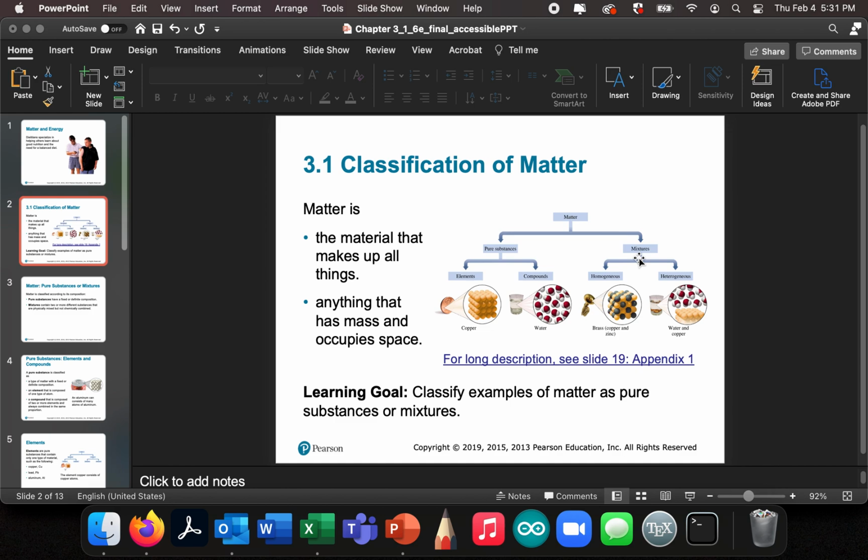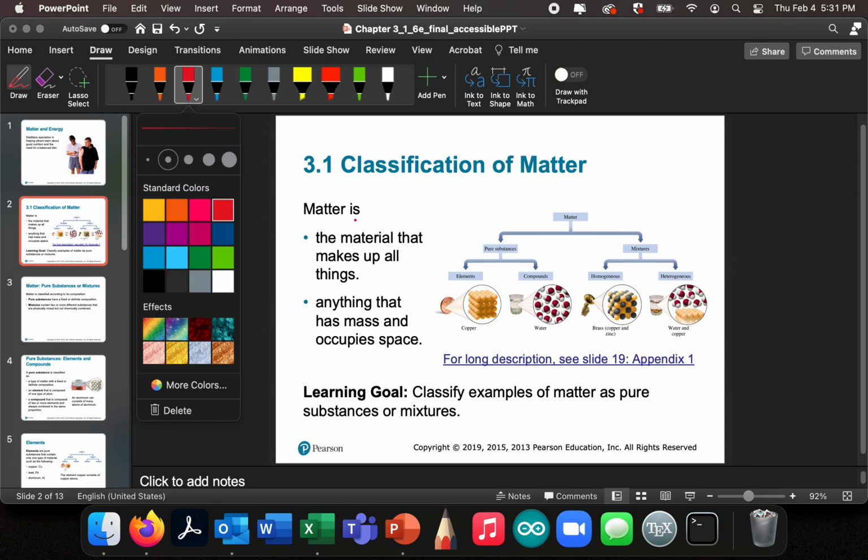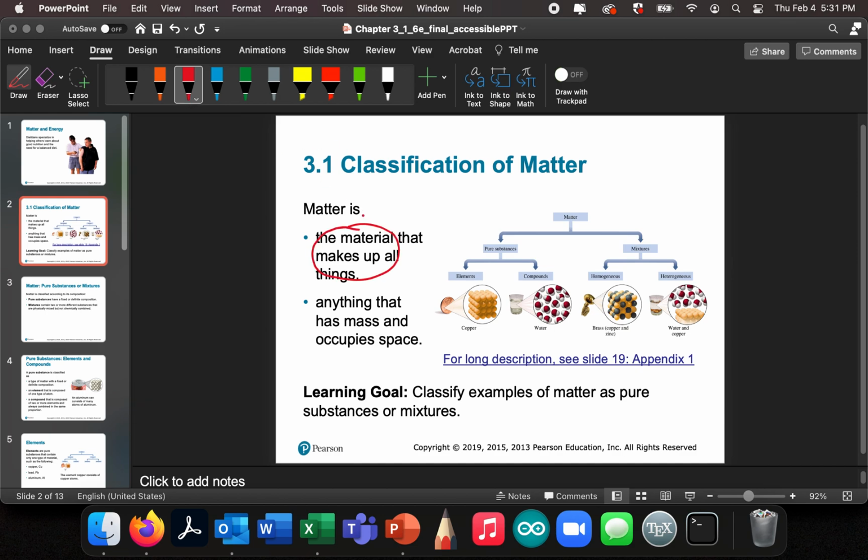So matter is a material that makes up all things, okay? And it's anything that has mass and occupies space. So basically, matter is not love, it's not liberty, it's not hope, but it's just about everything else, right? Our learning goal for this section is to classify examples of matter as pure substances or mixtures, and what kinds of mixtures.